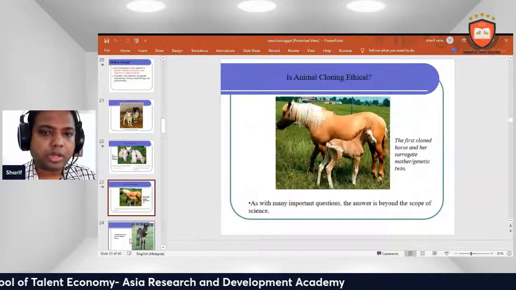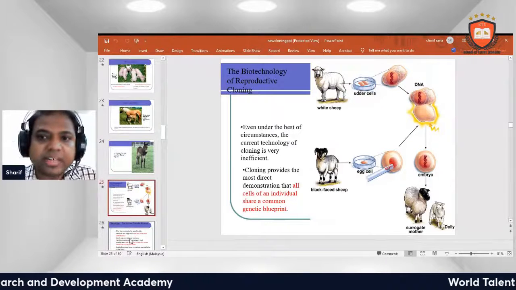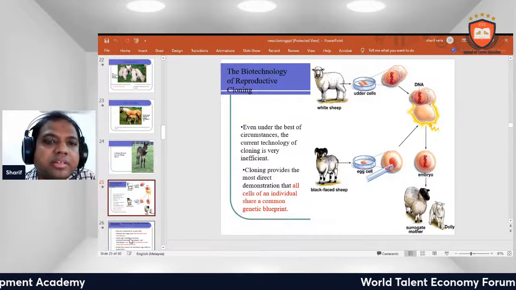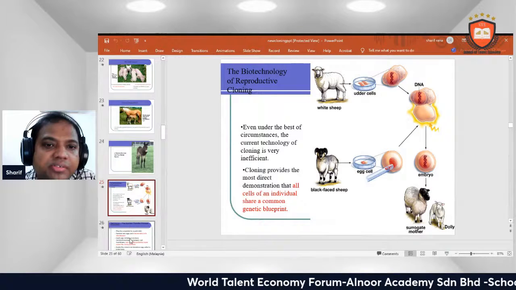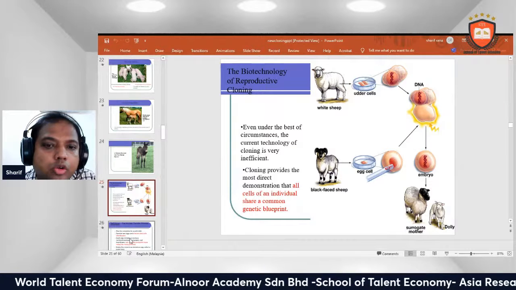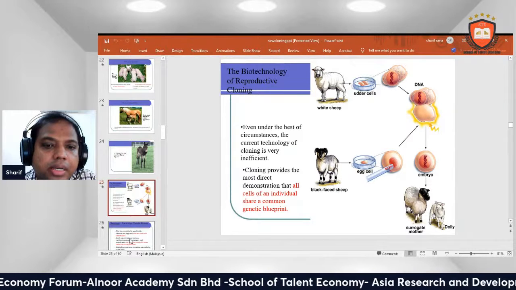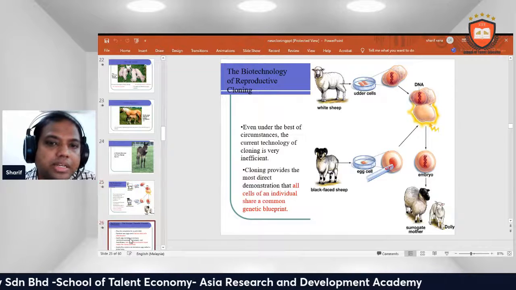Why animal cloning? This is some basic example of animal cloning. The biotechnology of reproductive cloning, even under the best of circumstances, the current technology of cloning is very inefficient. Cloning provides the most direct demonstration that all cells of an individual share a common genetic blueprint.